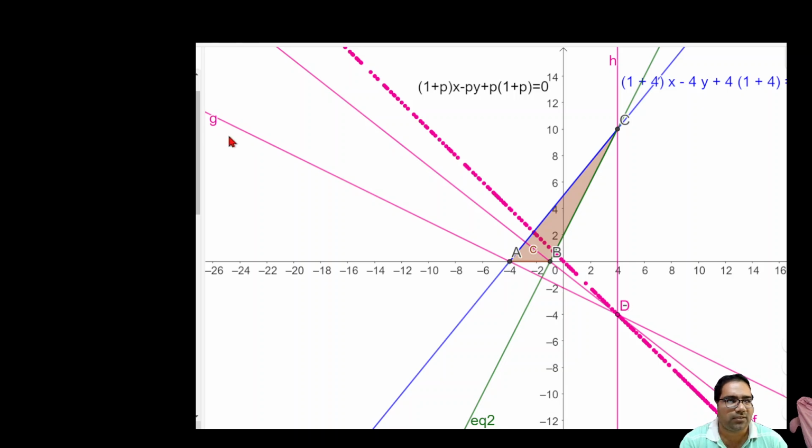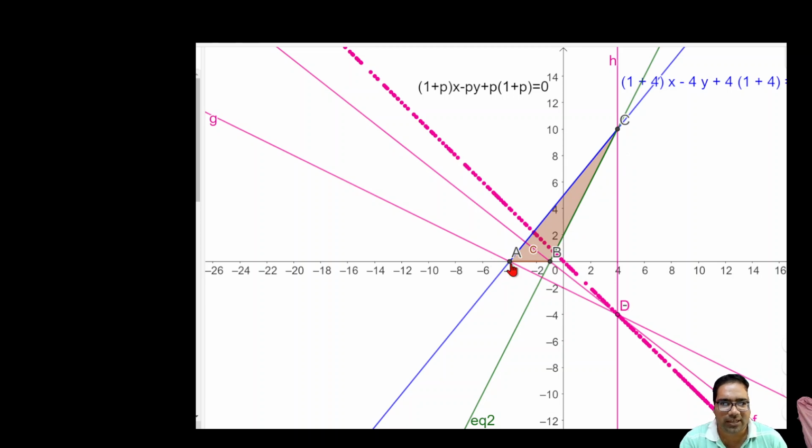When P is 4, x-intercept is -4 and y-intercept is 5. Similarly, when Q is 1, x-intercept is -1, y-intercept is 2. Right? The equation in P, the equation in Q, when P equals 4 and when Q equals 1. Now let us look at this triangle.